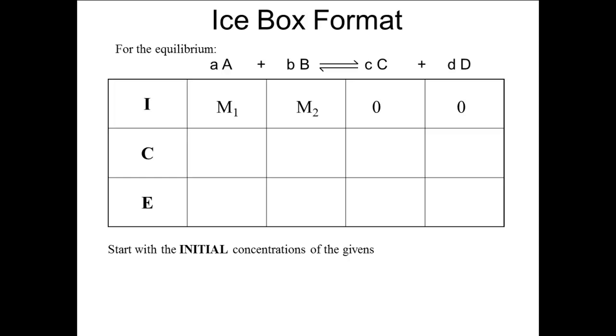So we enter the amounts of each substance into the appropriate spot in the table. M1 and M2 are the initial concentrations of A and B, and the initial concentrations of C and D are both 0. We enter those values in row 1, the I row of the table. Next, we deal with the changes to each concentration.